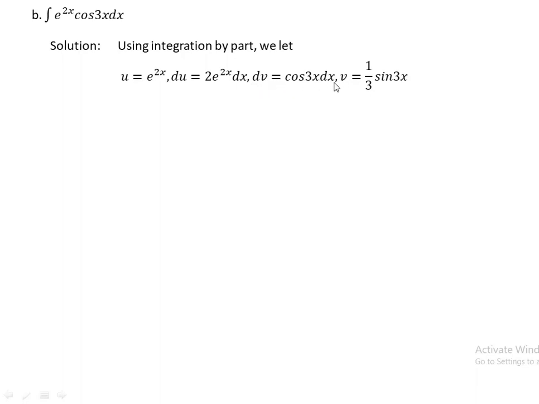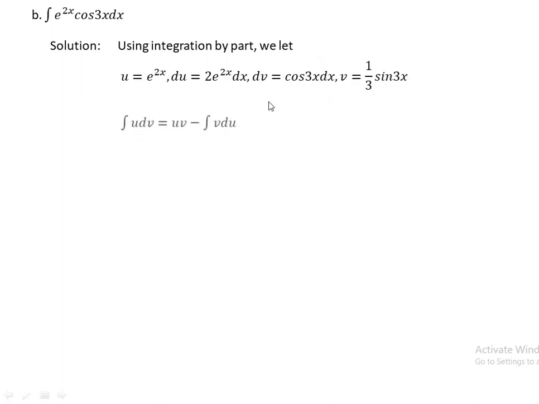cos of 3x dx. So by integrating both of them, the integral of dv is equal to the integral of cos 3x dx. Then it becomes what? v is equal to 1 over 3 sine 3x. Since here the integral of dv is v, the integral of cos 3x dx is 1 over 3 sine of 3x, by using the formula, the integral of cos ax dx is 1 over a sine ax.